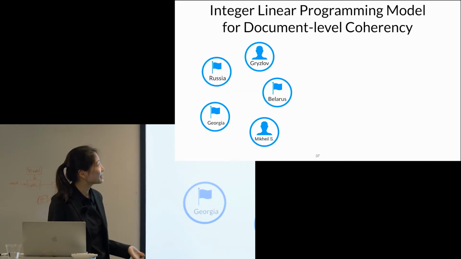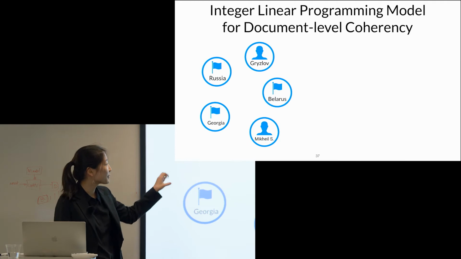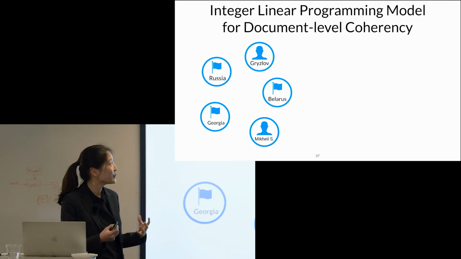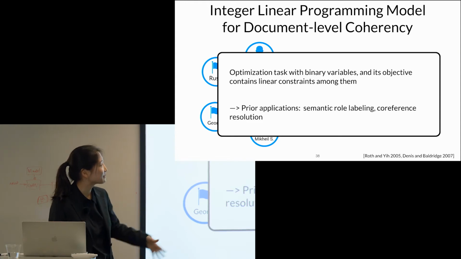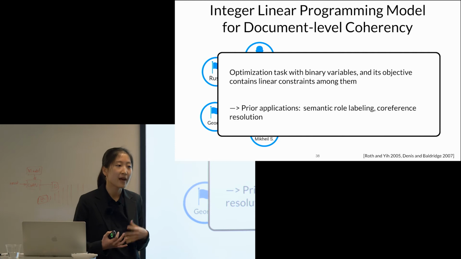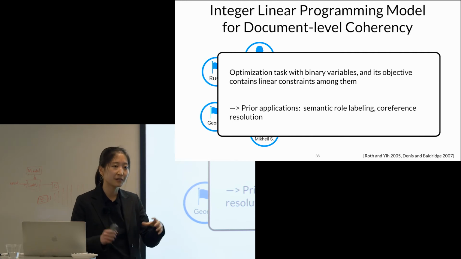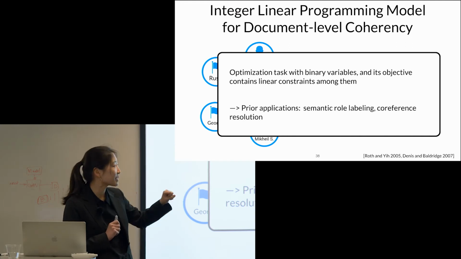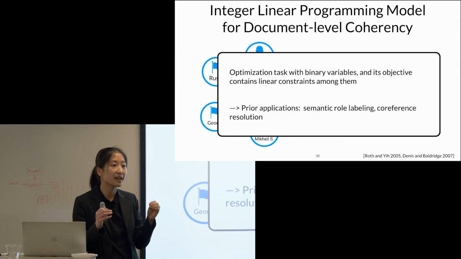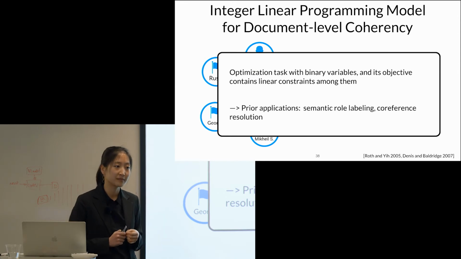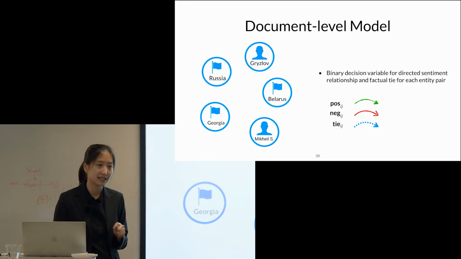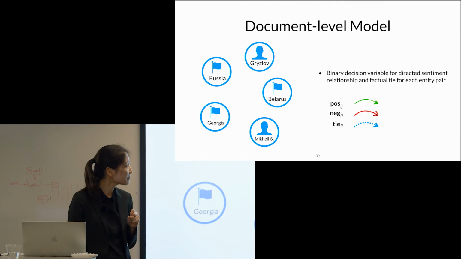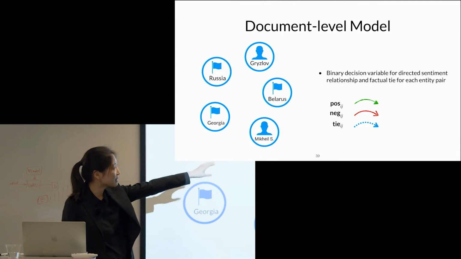So we're going to use integer linear programming to enforce constraints about how coherent the entity-entity sentiment should be. And ILP, just for a little background, is an optimization task where there are binary variables and you can put constraints between different binary variables. So for example, in semantic role labeling, you could put constraints like for each verb, there should be one main argument, not two. And here we are looking into the dynamics between entities with constraints that we are going to put globally.